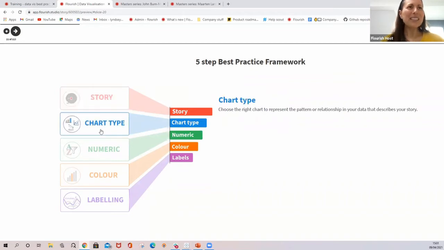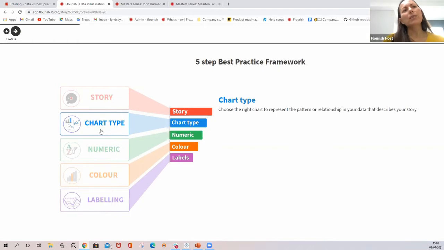to do. Secondly, you need to think about the right chart type that you want to use to present the pattern or the relationship that is describing your story. And the vast majority of the time, the most basic chart types, line charts, bar charts, area charts, the ones that we see mostly in our everyday lives, are the best type of chart to use, and that's why they're used a lot.